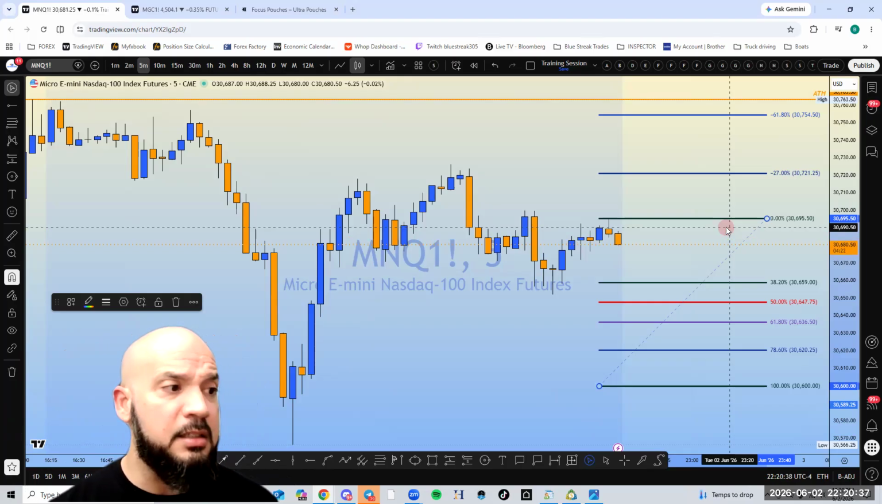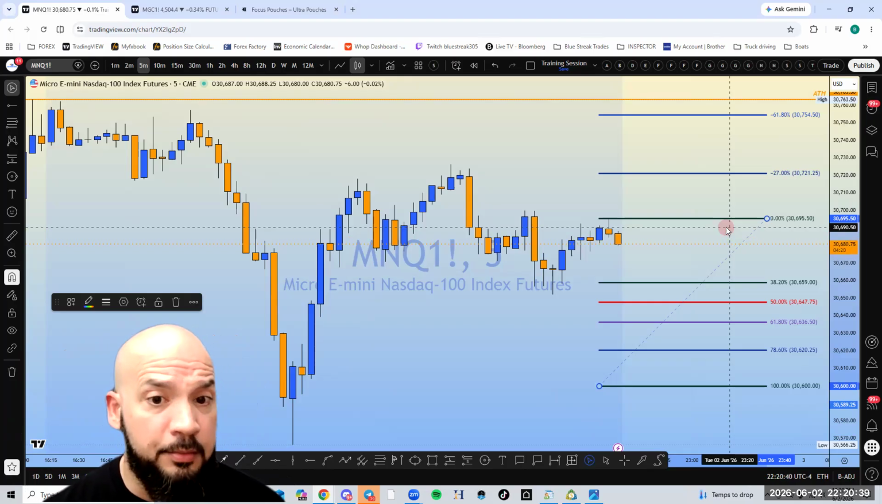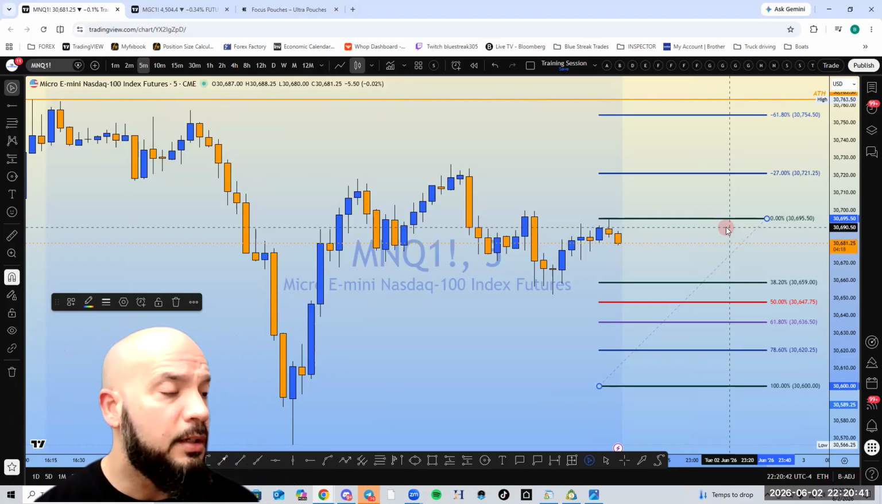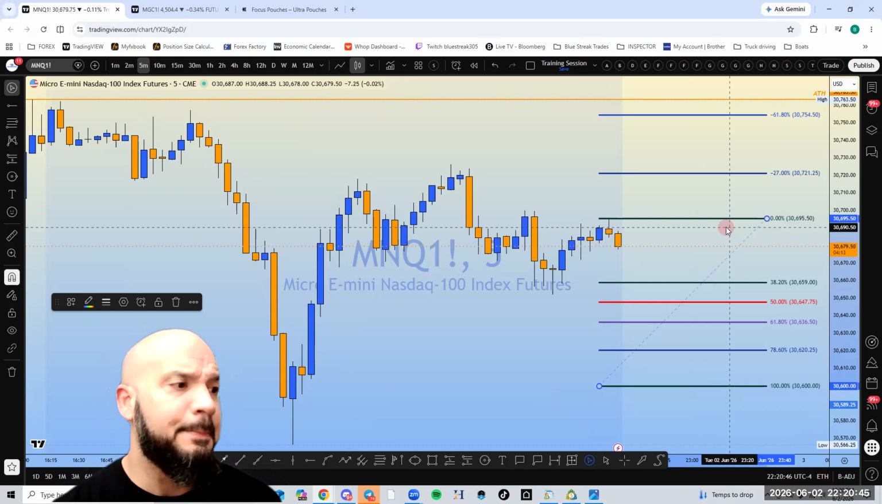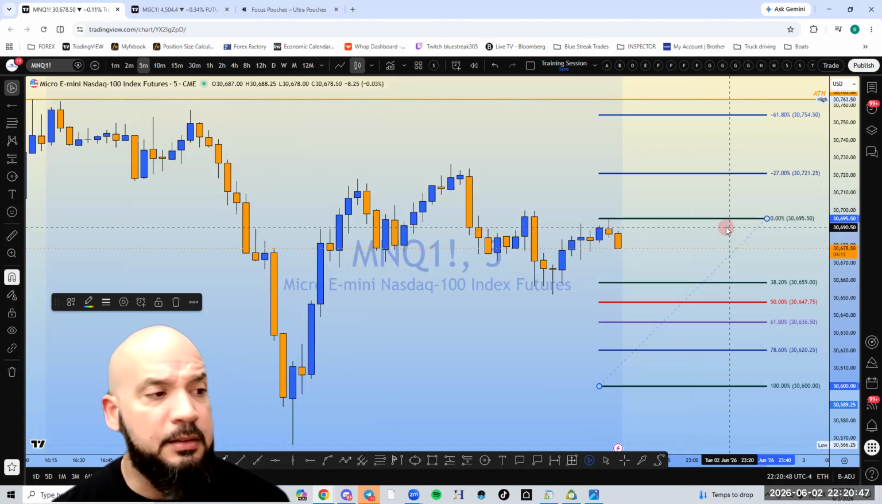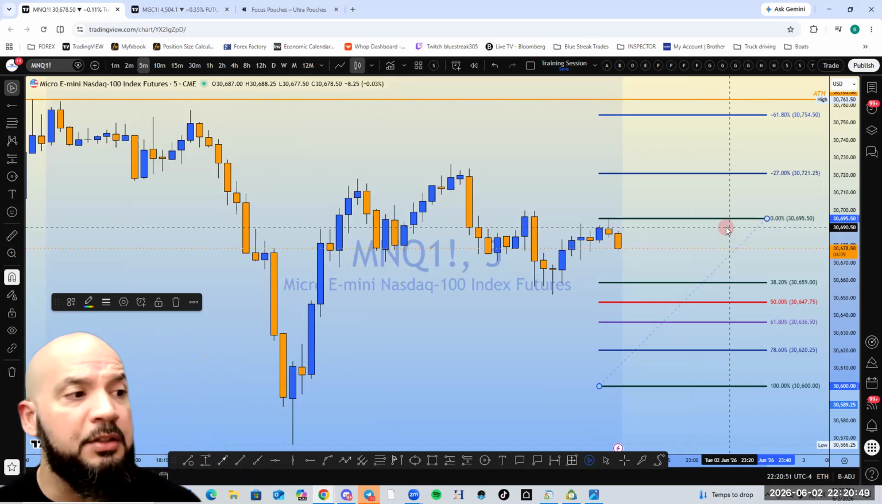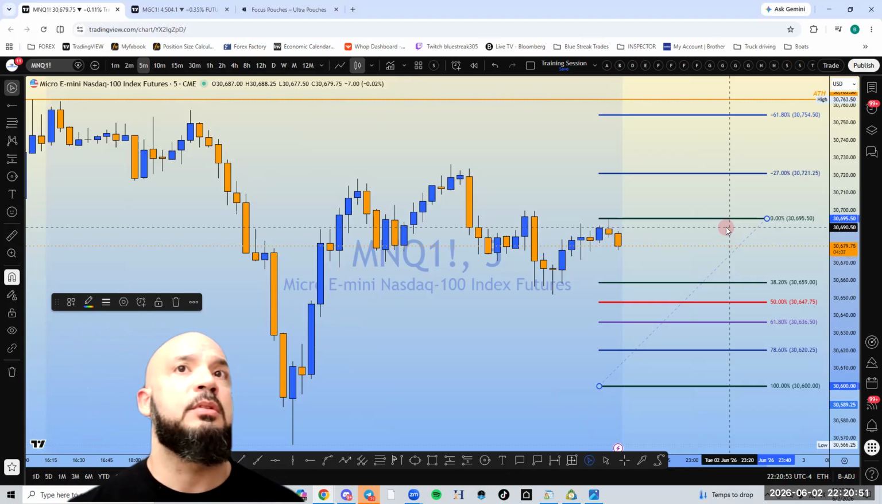And none of the assets that I trade have the behavior of bouncing off of the 38.2 and continuing. They do at times, yeah, but more often than not, they tend to want to retrace down into the golden zone. All right.